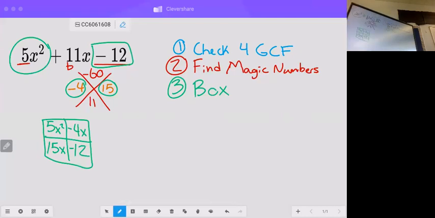Now what we need to do is take the GCF of each row and the GCF of each column. So this top row, we don't have a number that we can factor out, but we can factor out an x. Then in this bottom row, the greatest common factor is going to be 3 because they're both divisible by 3, +3.